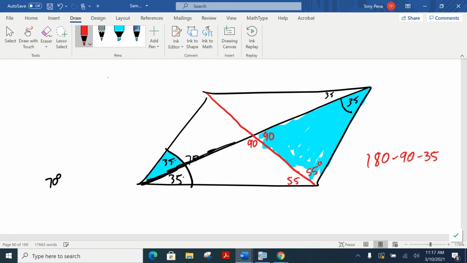Or didn't we say our diagonals bisect the angle? So this big angle here should have been cut in half by that diagonal. So if this was 55, this would have also been 55. All right, and then the last one, same idea up here. You can do one or the other, alternate interior, or do your triangle sum theorem.